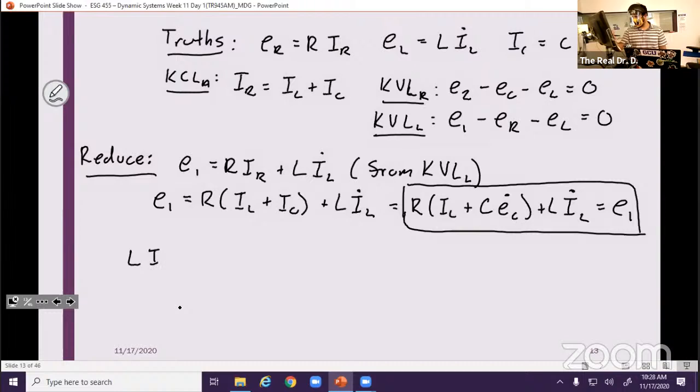And so L I dot L plus R I sub L is equal to E1 minus RC E dot C, right? So all I did was multiply through by my R and keep my ILs on one side and my EC and E1 on the other. We'll call that equation 1, right? And we're going to need two equations because we have two energy storage elements. I've got my inductor and I've got my capacitor, and those things are storing energy. So I need at least one for each of those, right? So I need two total equations.